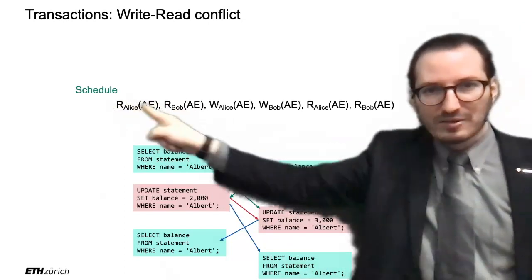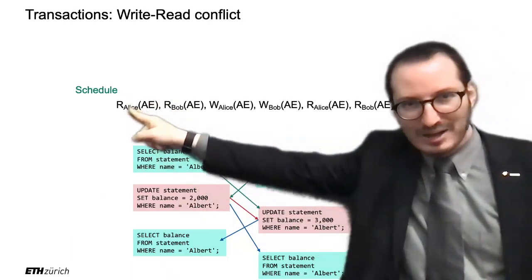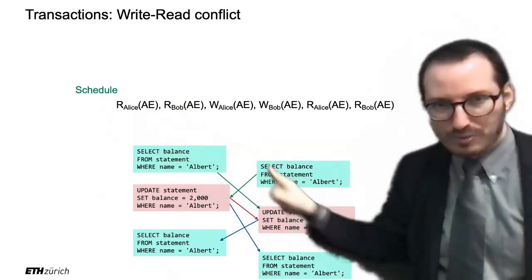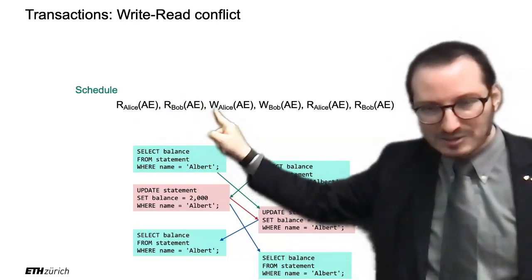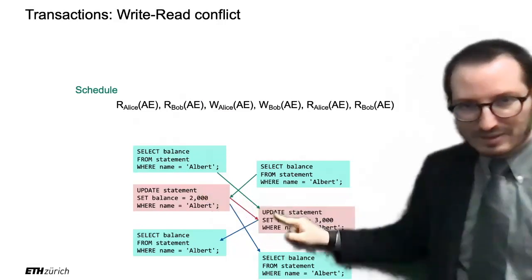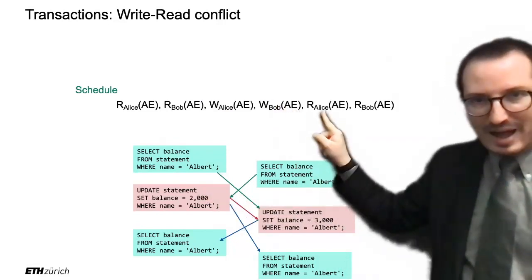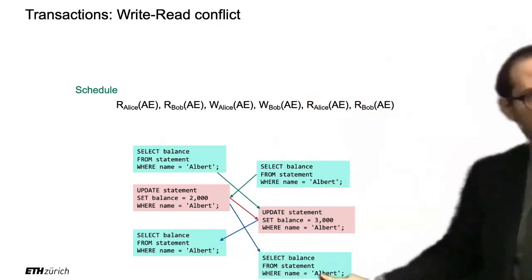Alice reads from Albert Einstein, that's what it stands for, the Albert, right? So Alice reads R from Albert Einstein, then Bob reads from Albert Einstein, then Alice writes to the Albert Einstein record, then Bob writes to the Albert Einstein record, then Alice reads from the Albert Einstein record, and Bob reads from the Albert Einstein record.